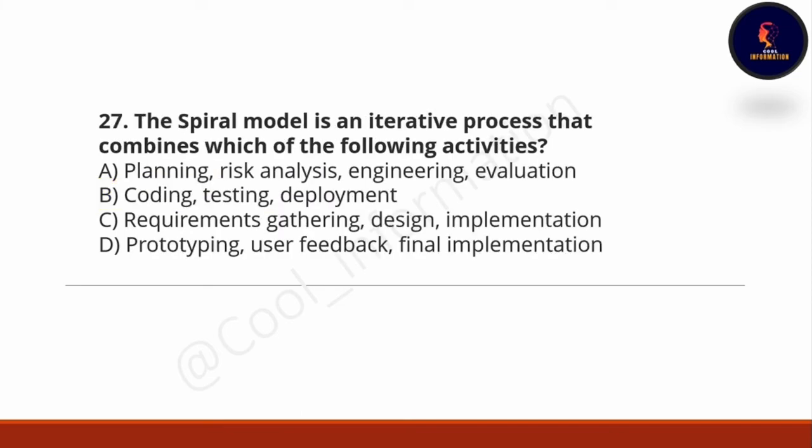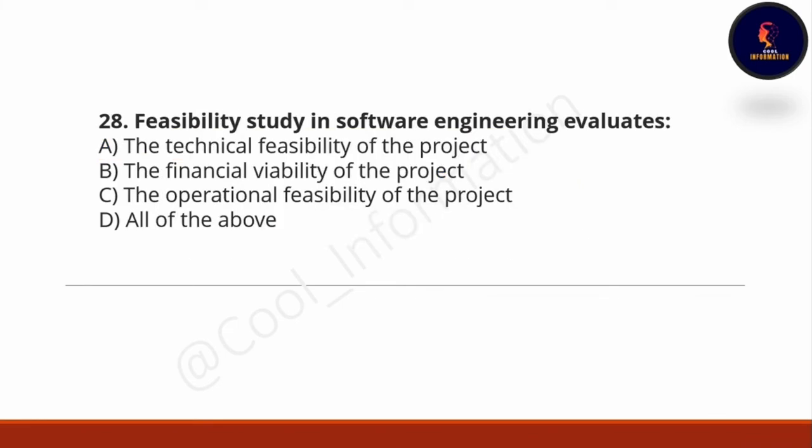Next question, the spiral model is an iterative process that combines which of the following activities? Option A will be correct. Planning, risk analysis, engineering and evaluation is the correct one. So option A will be correct here. Moving to the next question, feasibility study in software engineering evaluates option A, technical feasibility of the project, the financial feasibility of the project, operational feasibility of the project, or all of the above. All of the above is correct. Option D will be correct here.